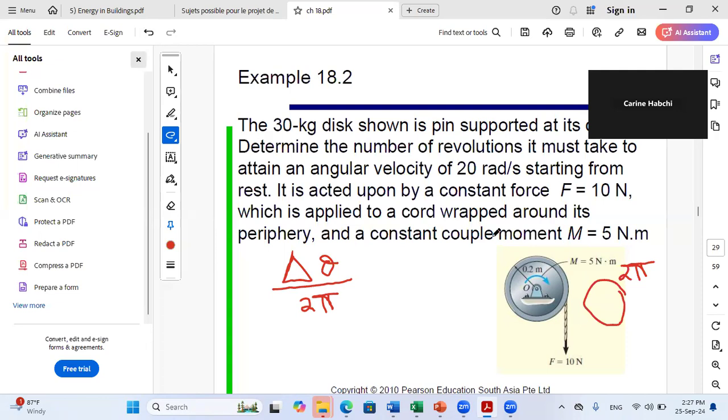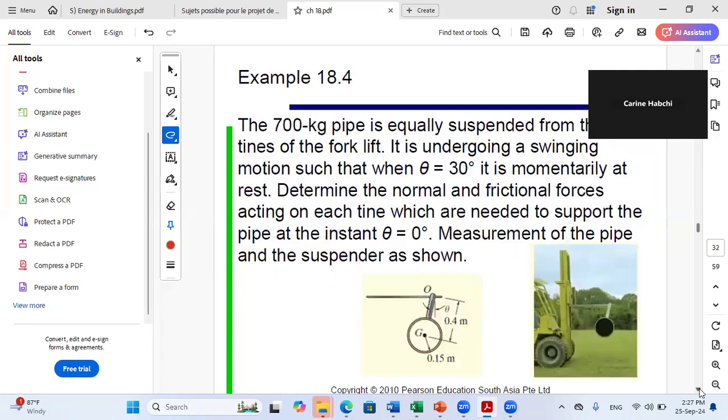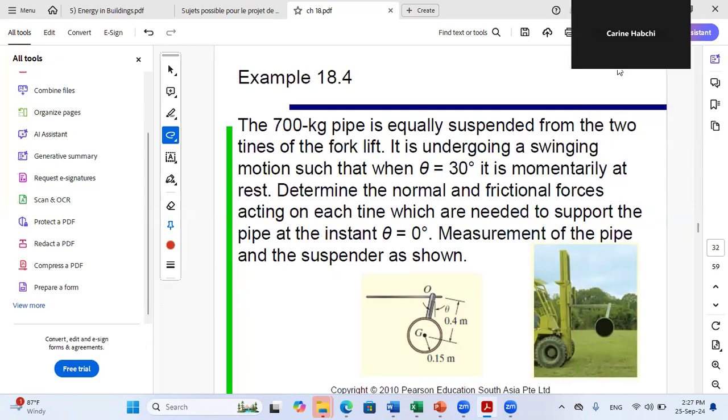Okay. So let us continue with problems. Another example. We have a 700 kilogram pipe that is equally suspended from the two tines of the forklift. It is undergoing a swinging motion such that when the angle theta is 30 degrees, it is momentarily at rest. We want to determine the normal and frictional forces acting on the tine, which are needed to support the pipe at the instant theta is equal to 0. Measurements of the pipe and the suspender are shown in the figure.